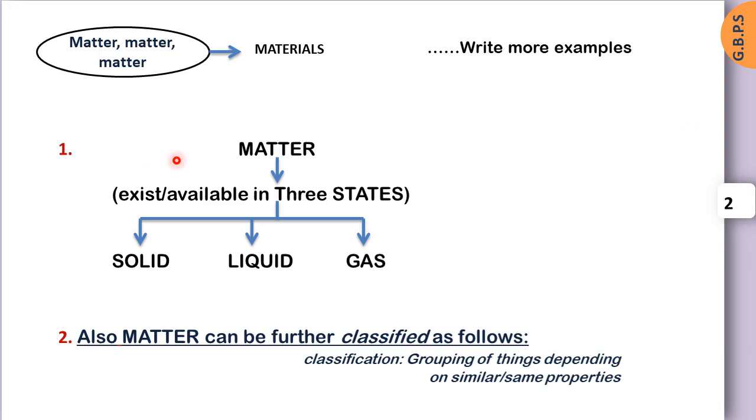You know there are three states of matter, that is solid, liquid and gas, and you all are very much familiar with these three states. Now here we will not going to discuss about these three states. We will discuss some further classification of matter. Classification means grouping of things depending on similar or same properties. That means the things which are of same properties, we group them together.